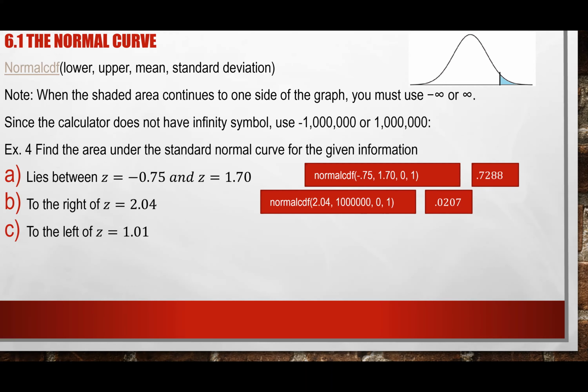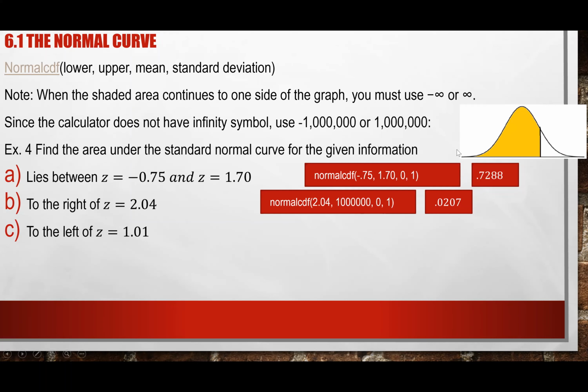The other question they will ask you is, find the area to the left of the z-score of 1.01. If you sketch this, everybody agree that to the left, whatever this value is, that's my z value. To the left, meaning this is the area that I need to calculate.